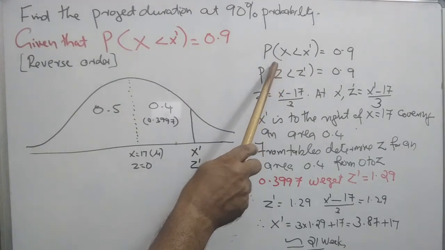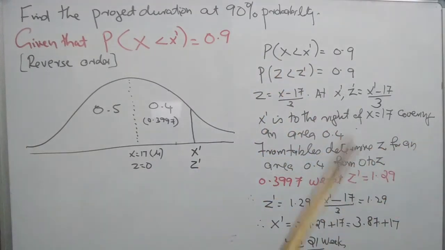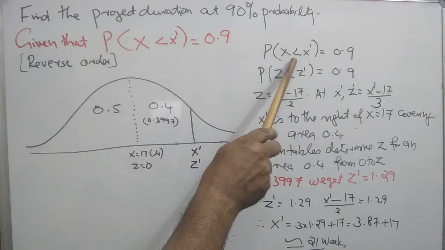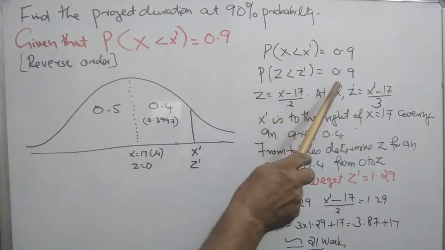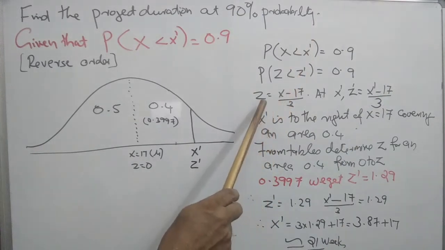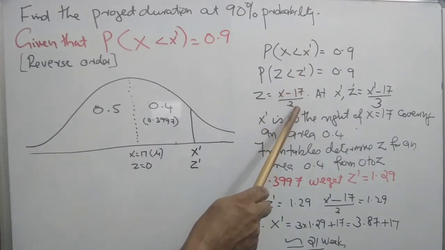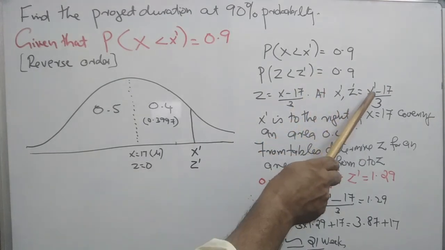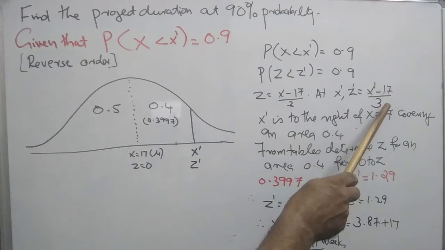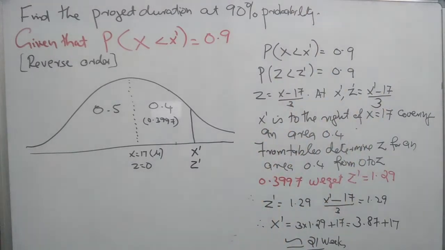Then it is converted into Z, into standard normal. X less than x dash equal to 0.9 becomes Z less than z dash equal to the same 0.9, where Z is (x minus 17) by 3. At x dash, it is z dash, that is (x dash minus 17) by 3. But the most important problem is the location of x dash. Then we go for the standard normal curve.